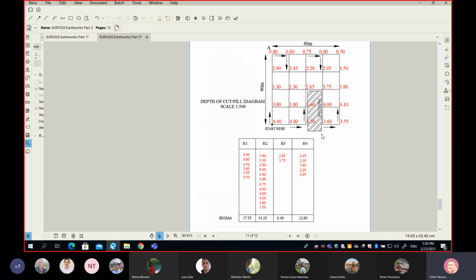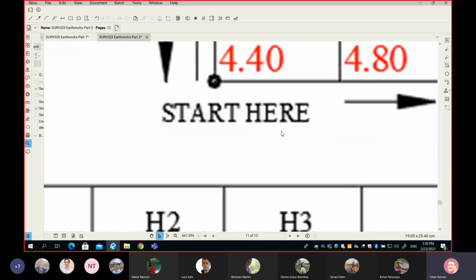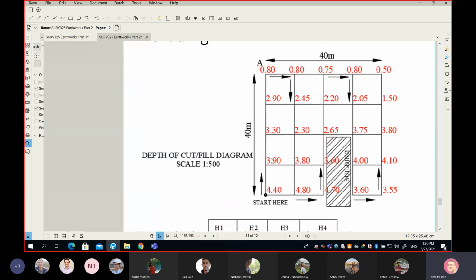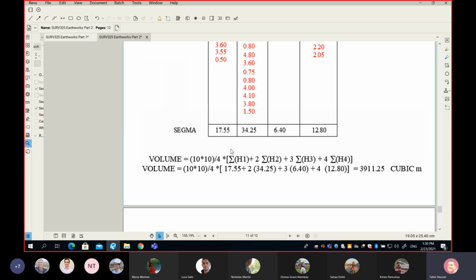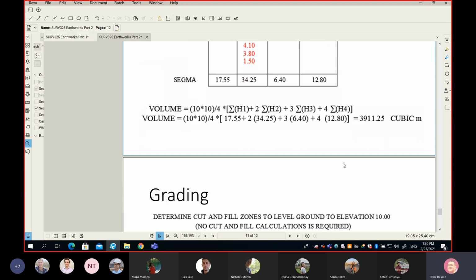No new. What you have to do is build a table, and in the table, classify your depth of cut into H1 through H4 using a systematic way, where you pick a point of start, like here, the southwest, and go along a systematic way like zigzag until you finish all the numbers on your plan view. Then finally, you use this simple equation, which is the cell size divided by 4 multiplied by sigma H1 plus sigma H2 plus 3 sigma H3 plus 4 multiplied by sigma H4.